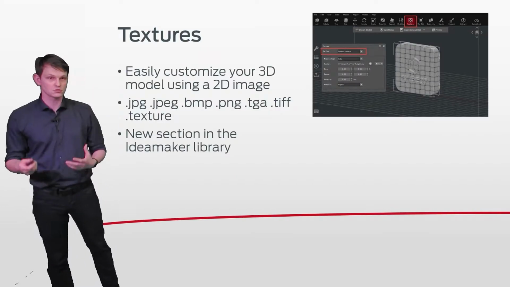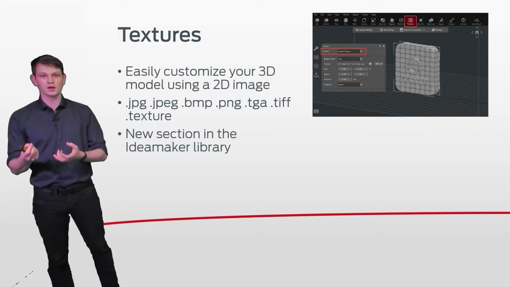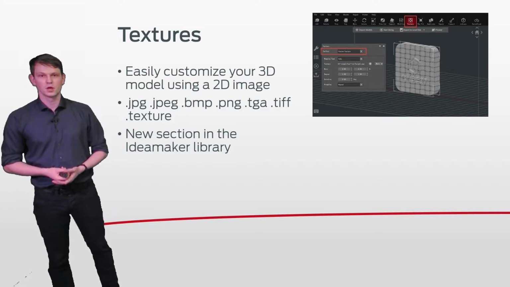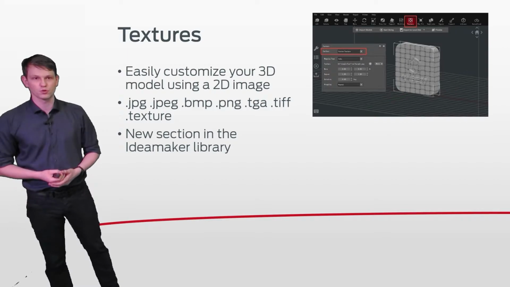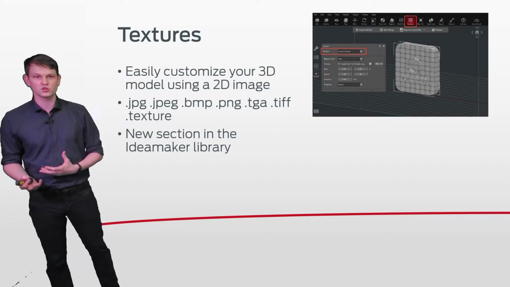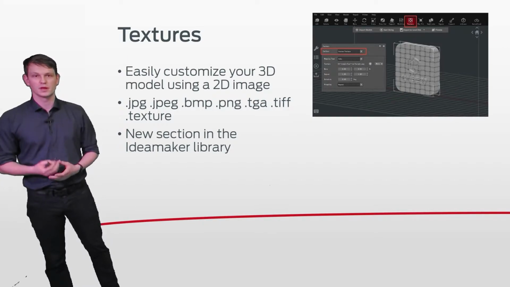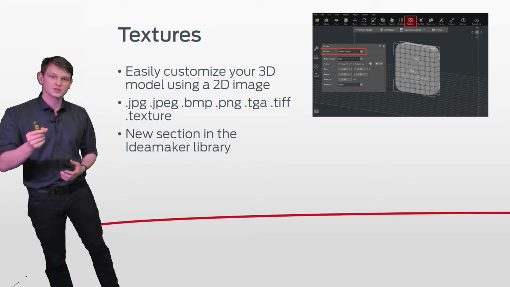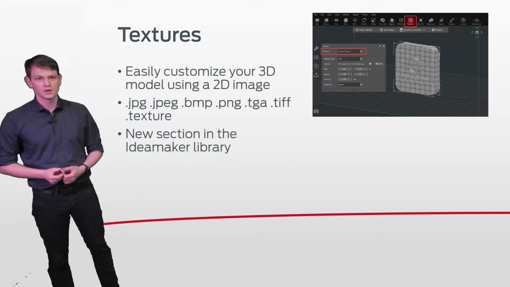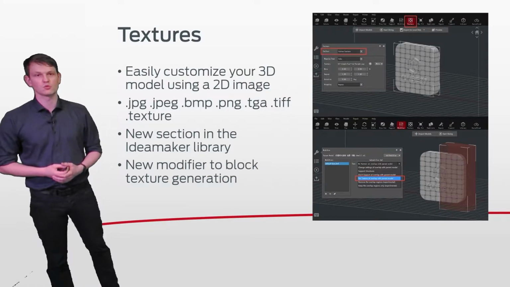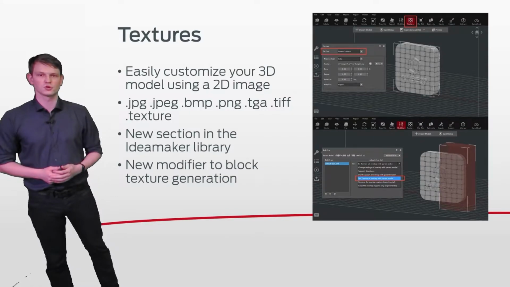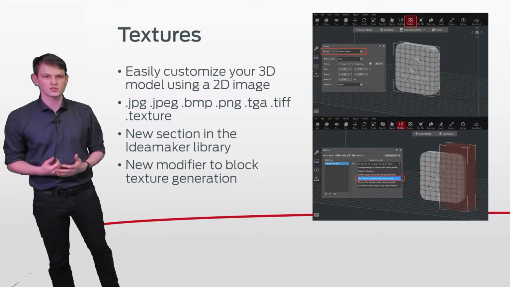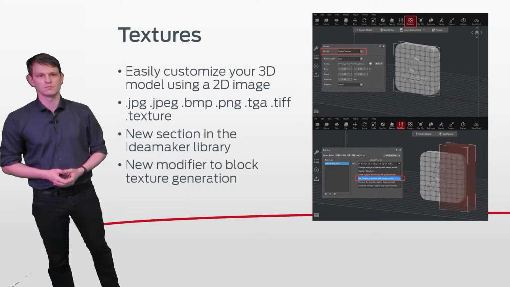We can simply use almost any image and use it to modify the surface of our part. Most of the common image formats are supported, such as JPEG, PNG, bitmap, and TIFF. Additionally, there is now a .texture format as well. In order to manage this texture function in more detail, a new modifier function was added. This can prevent texture generation in the overlap zone.